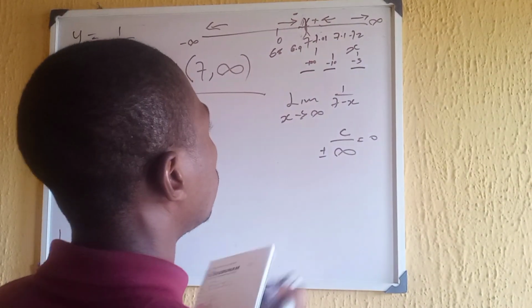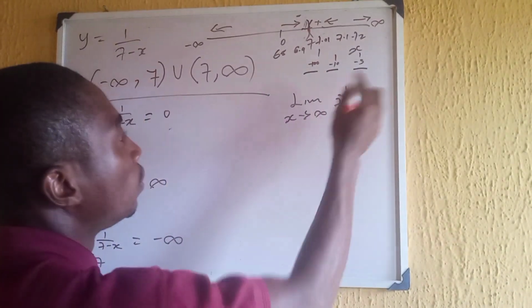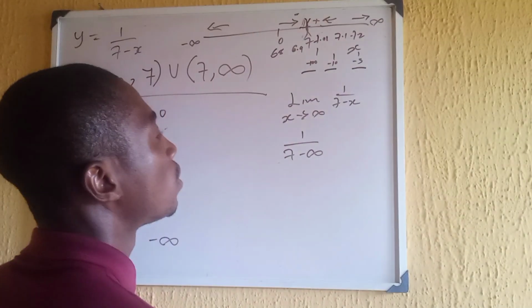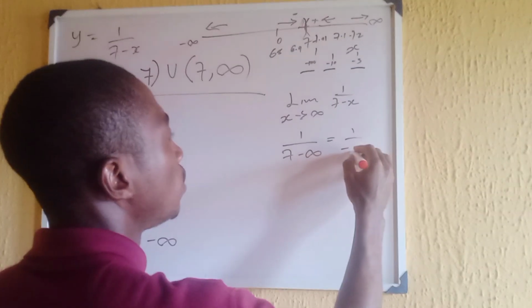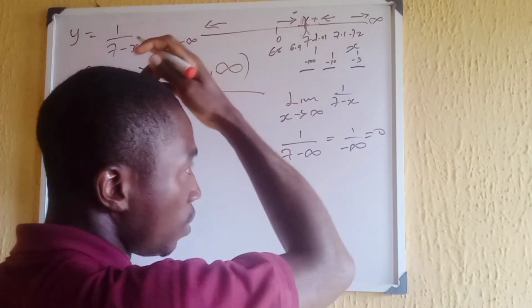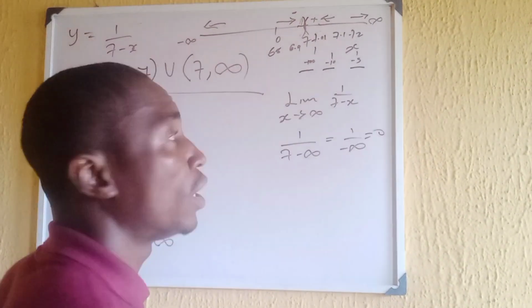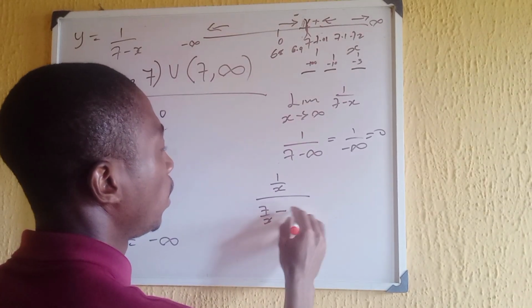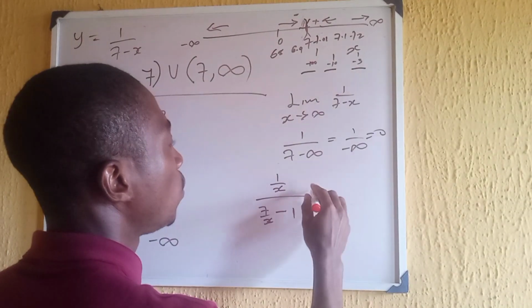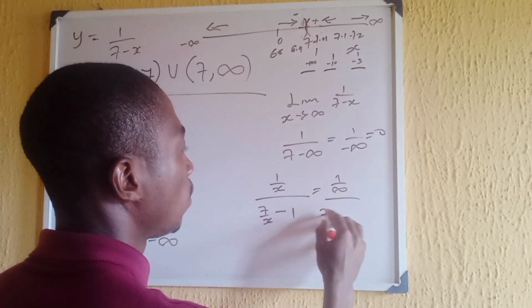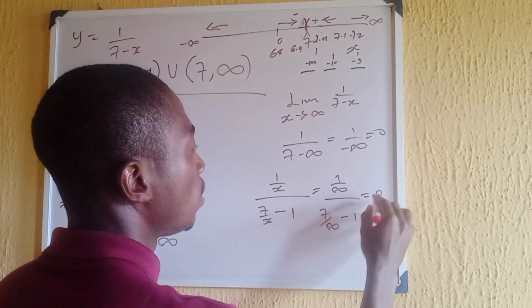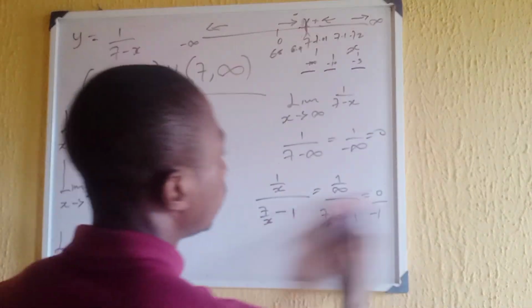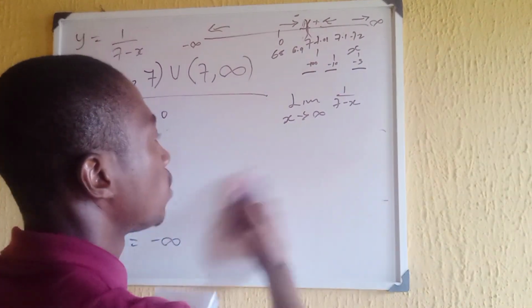Then for this part, we'll be having 1 over 7 minus infinity. And that gives us 1 over negative infinity, which is equal to 0. We can also do it this way: divide numerator and denominator by x. We have 1 over x all over 7 over x minus 1. So by the time you insert infinity, you have 1 over infinity, 7 over infinity minus 1. This is 0 over minus 1. That's 0. So you can see that the limit as we approach infinity is 0.